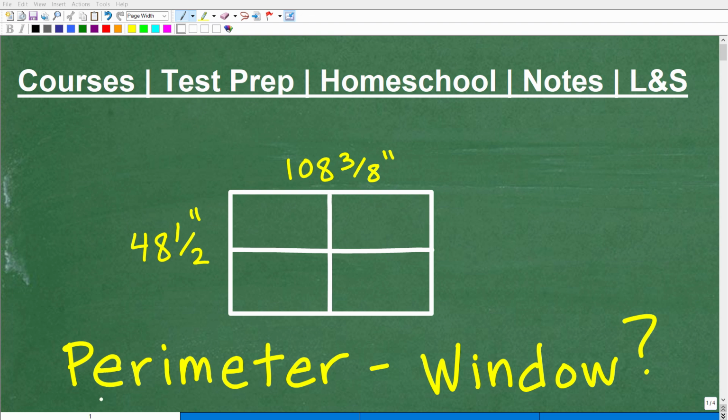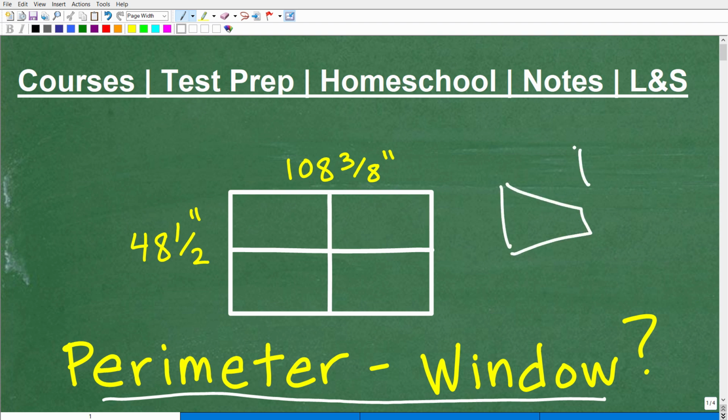Okay, let's go ahead and figure out the perimeter of this window. So we have the dimensions of this window. It's 48 and 1/2 inches this way and 108 and 3/8 inches this way. And this is a rectangular window. It's not some crazy looking window that's like this or like that.